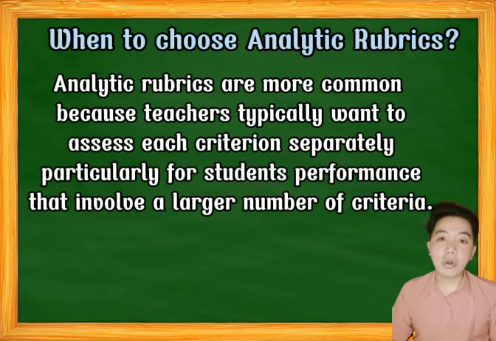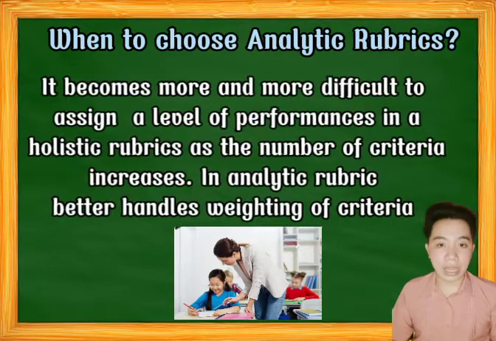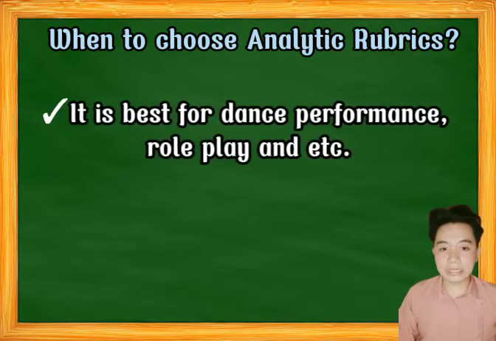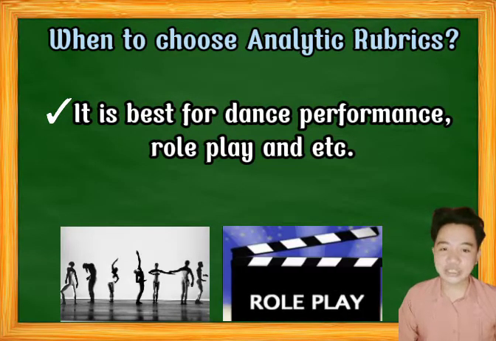So when to choose analytic rubrics? Analytic rubrics are more common because teachers typically want to assess each criterion separately, particularly for student performance that involves a larger number of criteria. It becomes more and more difficult to assign a level of performance in a holistic rubric as the number of criteria increases. Additionally, an analytic rubric better handles weighting of criteria. An analytic rubric is best for dance performance, role play, and so on.